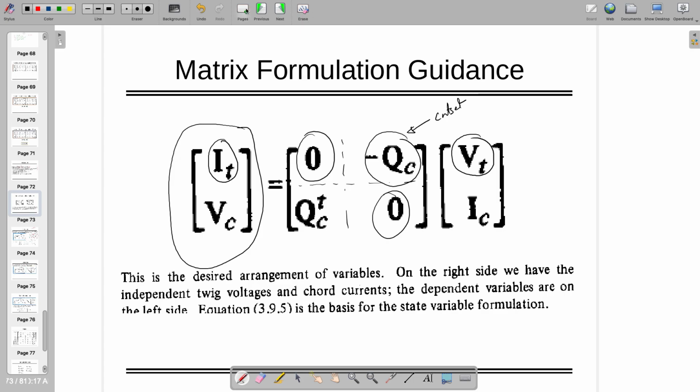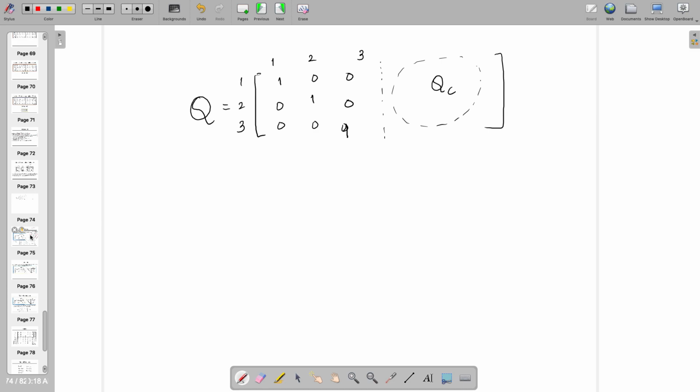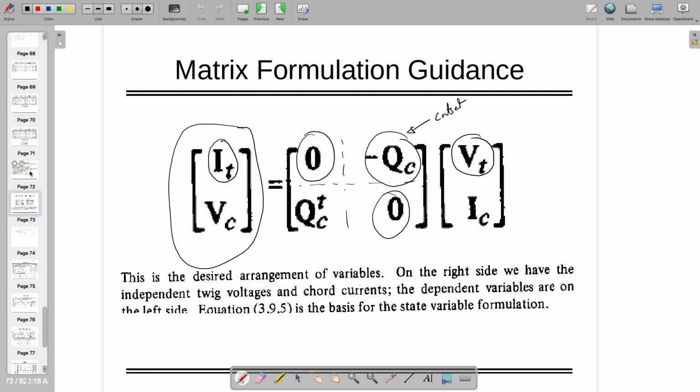And if you remember, QC is nothing but, if you have 1 2 3 as part of the tree and you have three cuts, you are going to have such a matrix, right? If you remember, whatever is remaining, you are going to call that one QC. That QC I am talking about, right? So that QC, but with all minus sign, will be here. Without the minus sign, the transpose of that one will be here. That you need to write down.